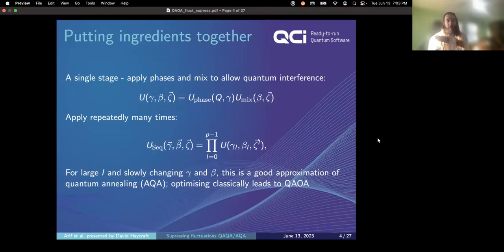Putting these two elements together, a single stage of these algorithms involves applying the phase and mixer in sequence. You can apply it repeatedly to obtain an implementation. For a large L and slowly changing gamma and beta, this can provide a good approximation of quantum annealing. Or if you optimize classically, that's how you would apply QAOA.